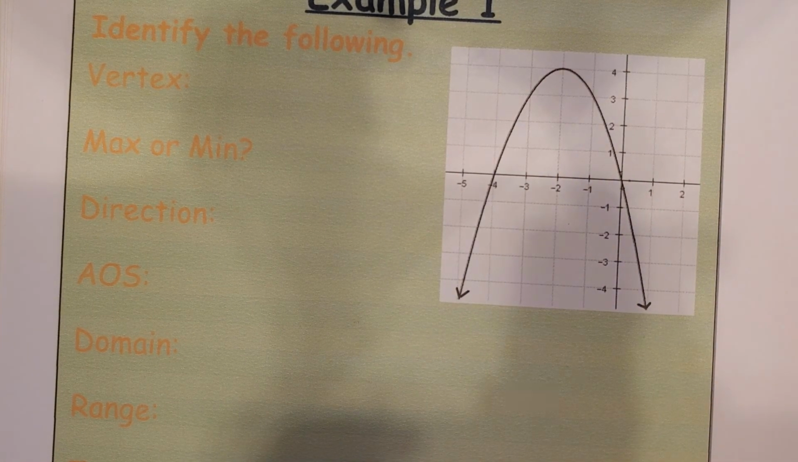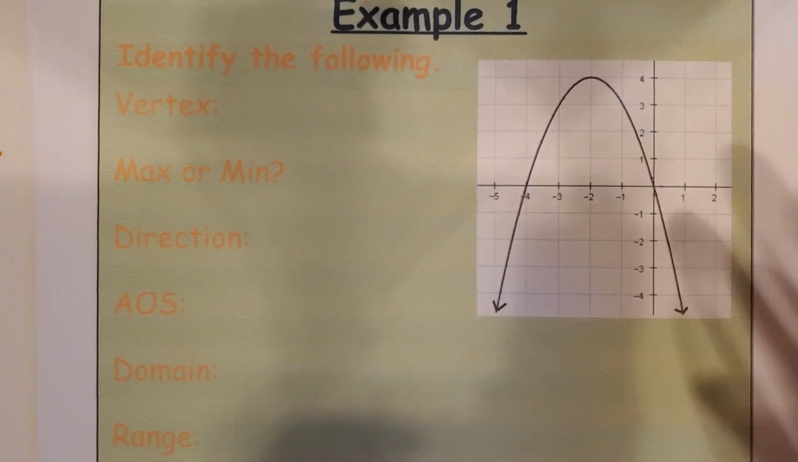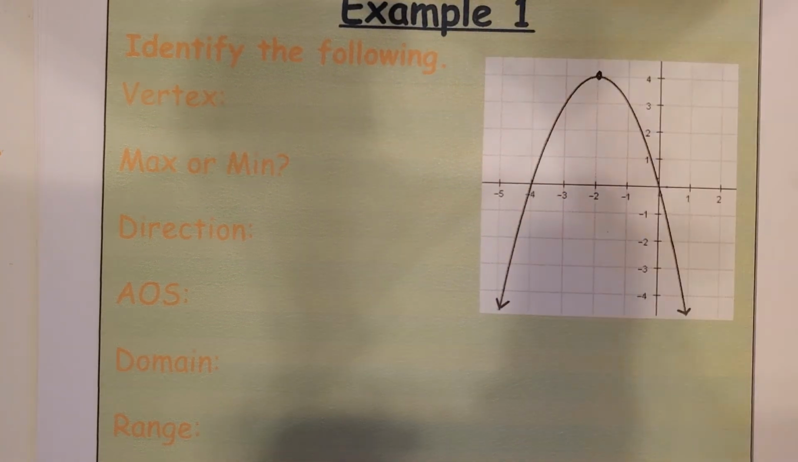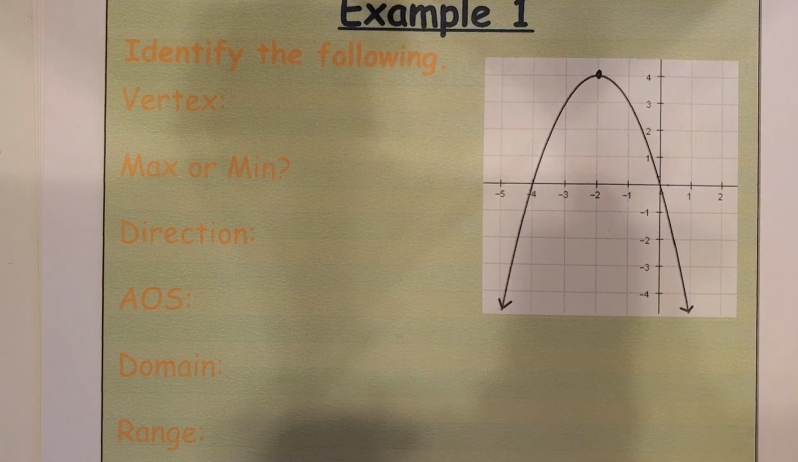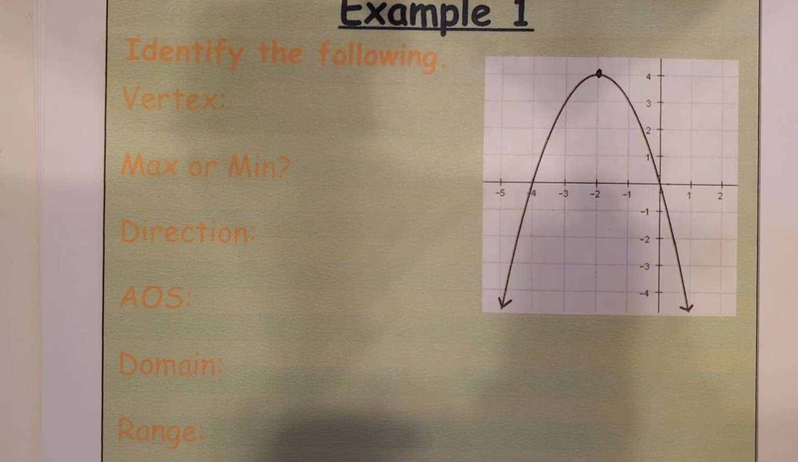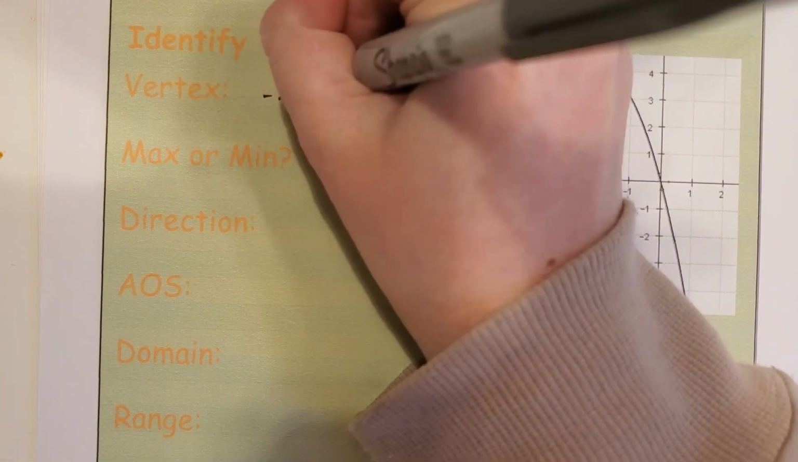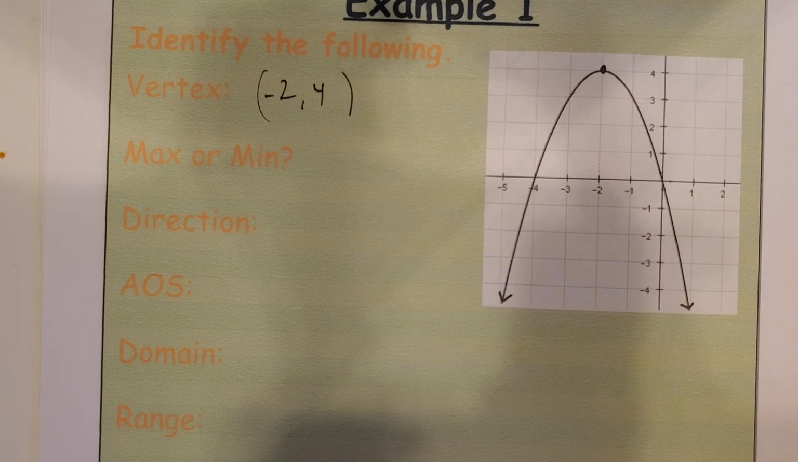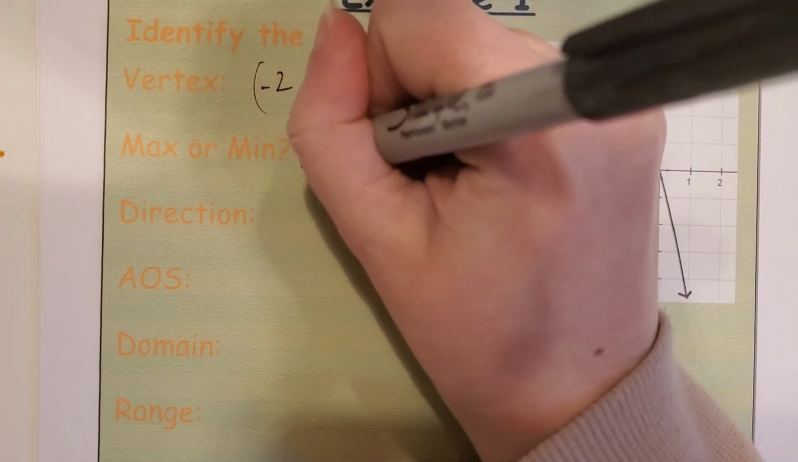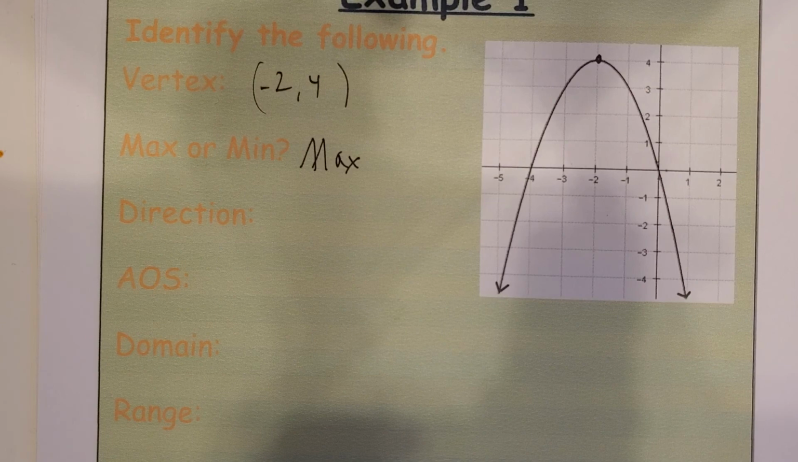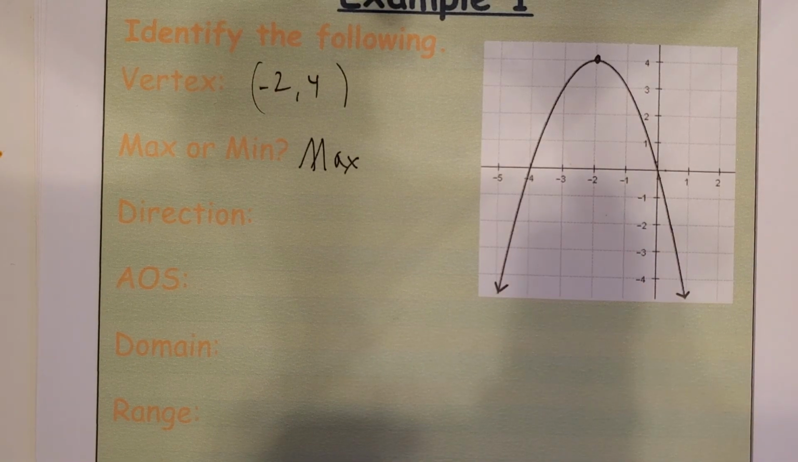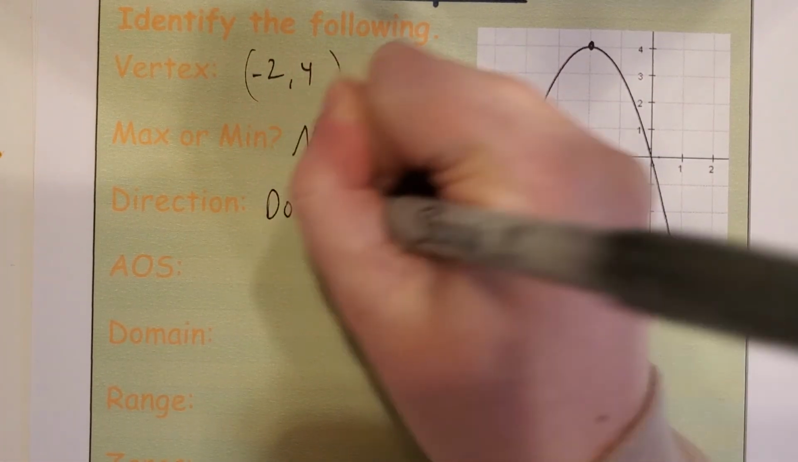So the first question, I believe, was just figuring out everything from a visual perspective, right? Your parabola is right here, and here's your vertex all the way up at the top. That point is your vertex. So what actually is it? Well, it's (-2, 4). In this case, because it's the highest point, it is a maximum. If it was the lowest point, then it would be a minimum. Direction, we can obviously tell that it's opening down.